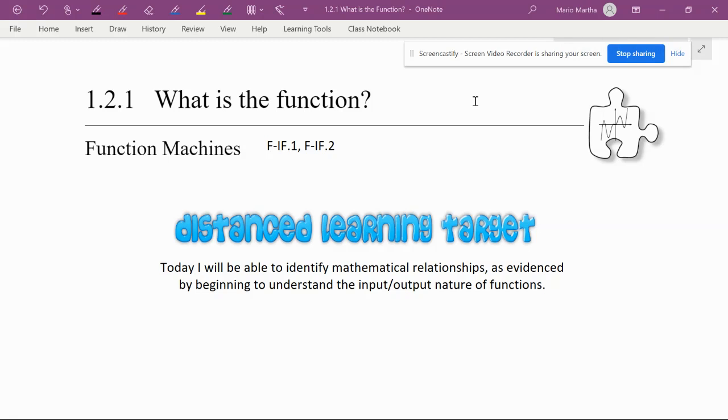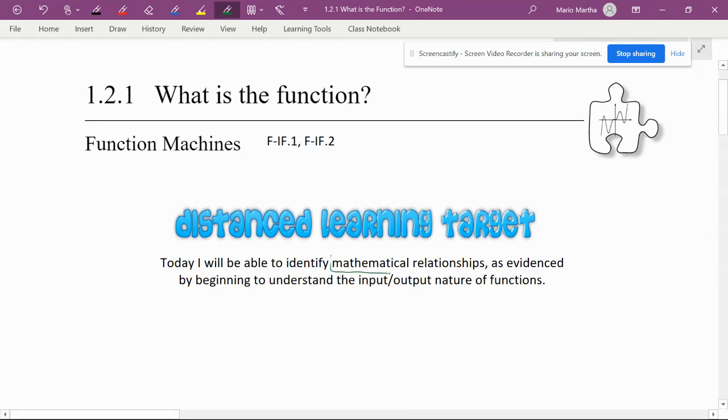So today's learning target would be: today I'll be able to identify mathematical relationships as evidenced by beginning to understand the input-output nature of functions. So today we're going to be focusing again on mathematical relationships. And you guys pretty much already know some mathematical relationships.